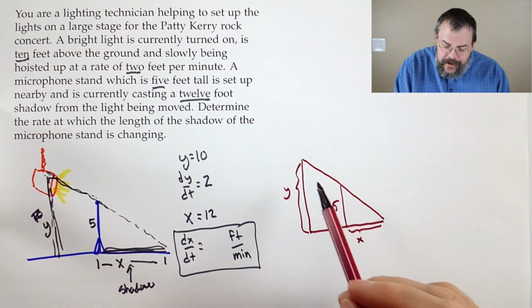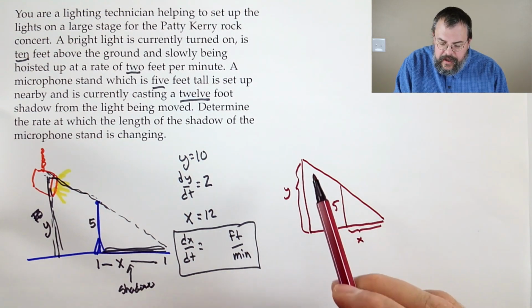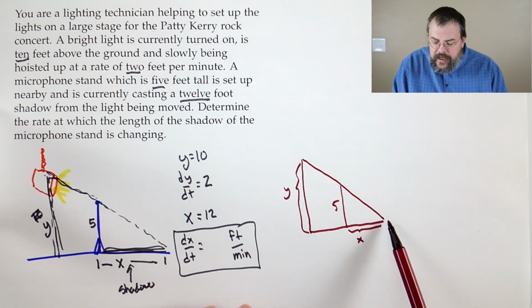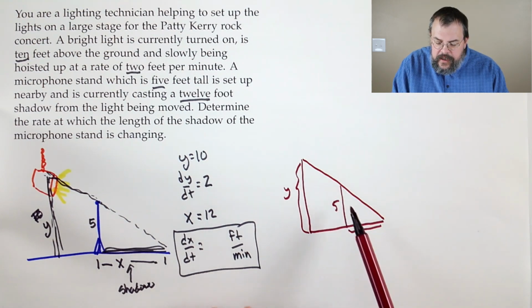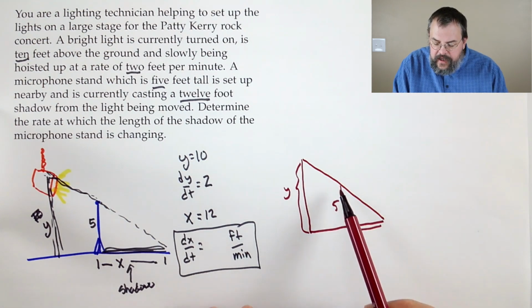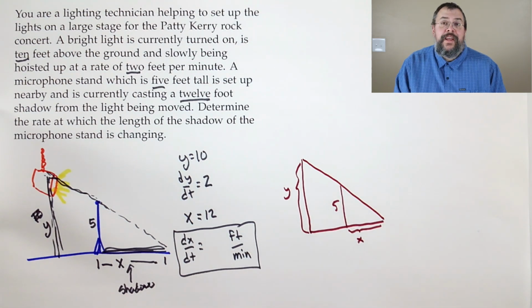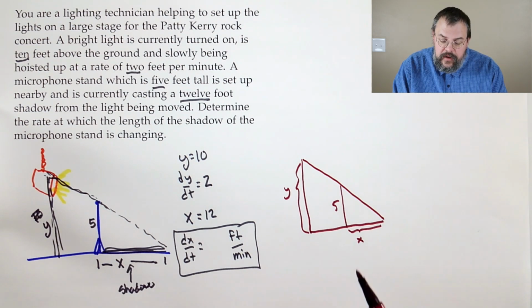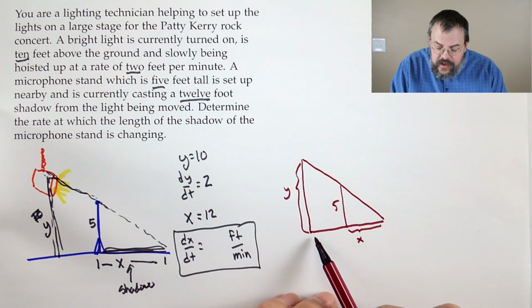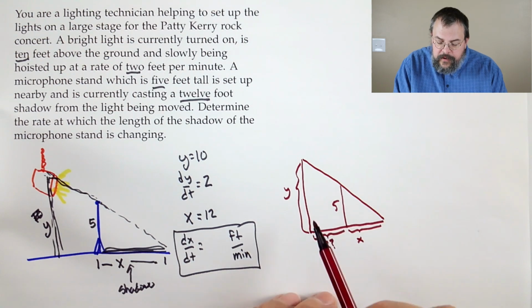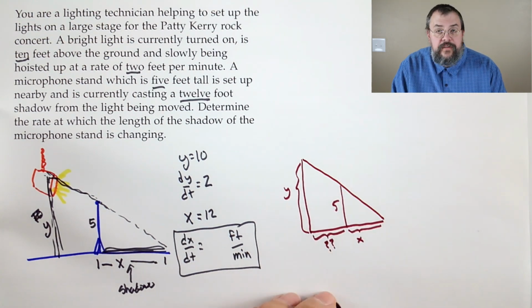You see there's a large triangle, which is from the light source to the end of the shadow. And then there's a small triangle, which is the microphone stand, to the end of the shadow. Similar triangles means that there's a relationship between them. So we need to know one more piece of information, namely, how far is it from where the light is to where the stand is? Well, we can figure that out. How can we figure that out?